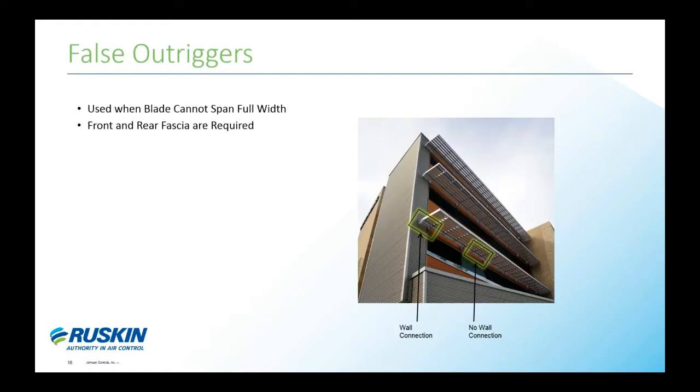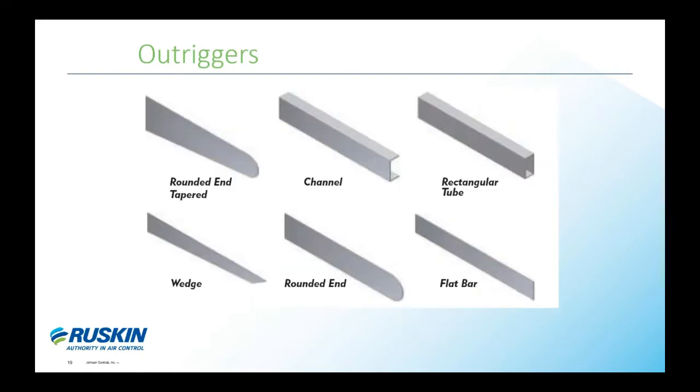False outriggers are used when the blade style cannot span the required width between the outriggers. Since the blade needs extra support, a front and rear fascia will be added, and the load will be transferred to the fascias. In the photo on the right, notice the outriggers have a bracket and are then connected to the wall. The false outriggers only connect to the front and rear fascia. If structural support in the form of an outrigger is required to support the blades, that will also require you to have a rear fascia. There's no way around that unless it goes into the wall.